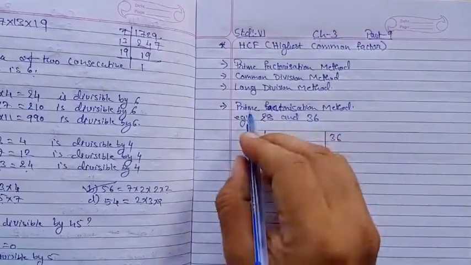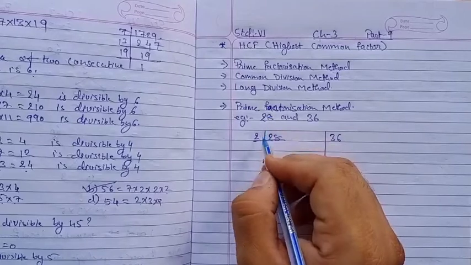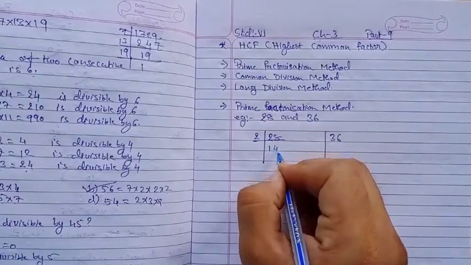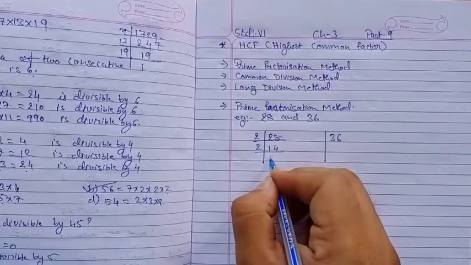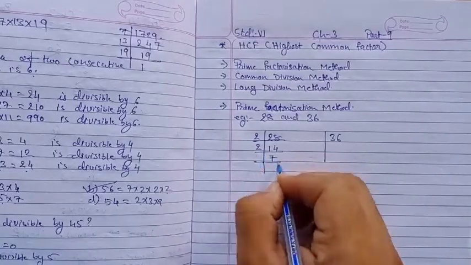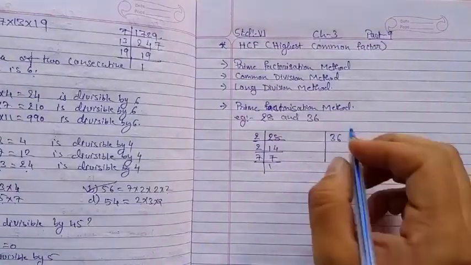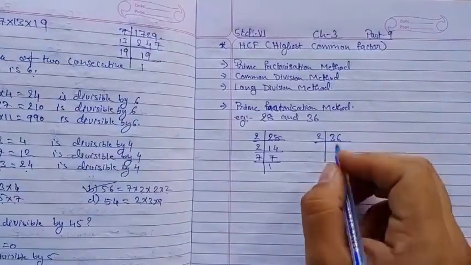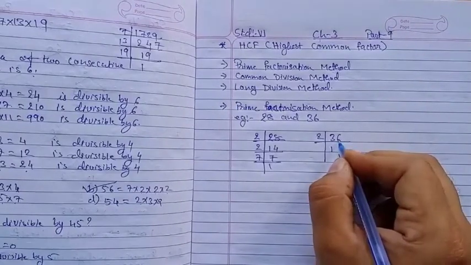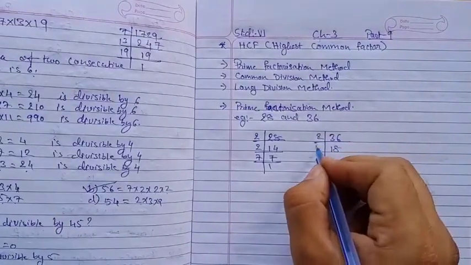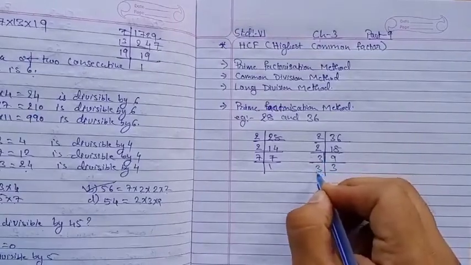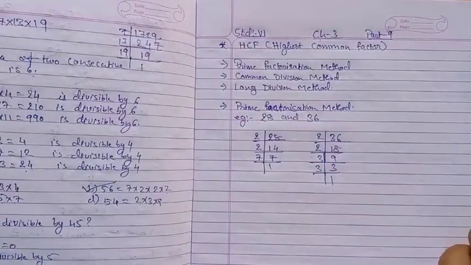We'll go by prime factorization, so always you have to do it with prime numbers only. 2 fours are 8, again by 2, 2 sevens are 14 and 7 ones are 7. For 36, go by 2 again: 2 eights are 16, again by 2, 2 nines are 18, 3 threes are 9, and 3 ones are 3.